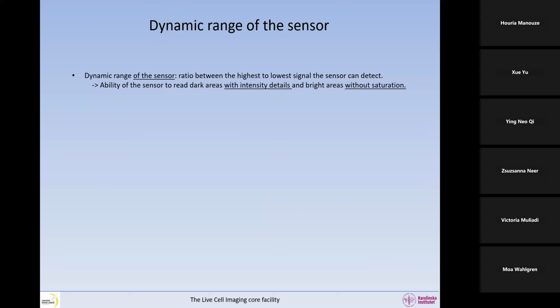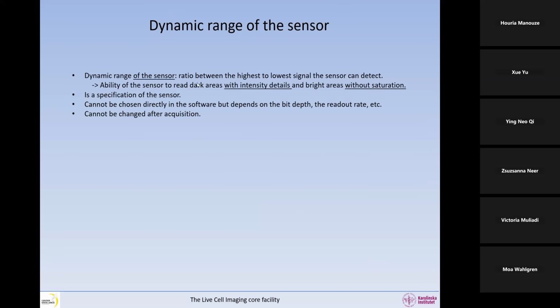So this is the dynamic range, the ratio between these two. It's the specification of the sensor. You cannot choose it in the software, for example, but it depends on a number of things that you can choose in the software, like, for example, the bit depth and the readout rate. So we will have a look. But it cannot be changed after acquisition.